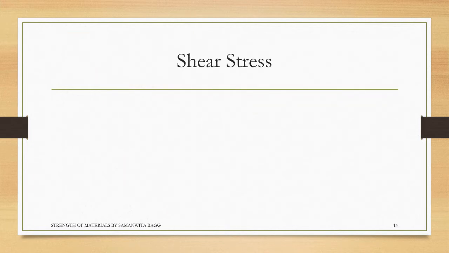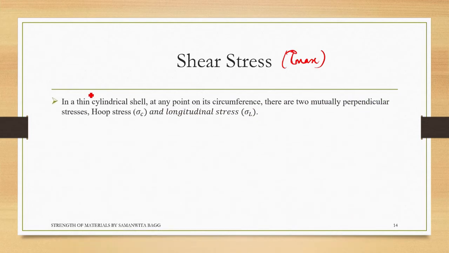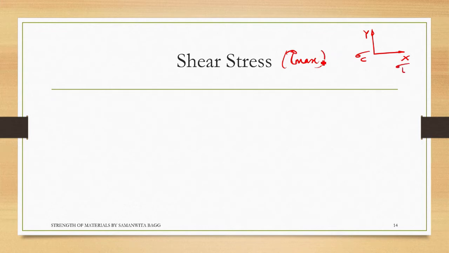Now let's see the shear stress that is generated, or rather the maximum value of shear stress, which is what we want to calculate on the thin cylinder. In a thin cylindrical shell, at any point on its circumference, there are two mutually perpendicular stresses. If you observe carefully, you had two axes, x and y.